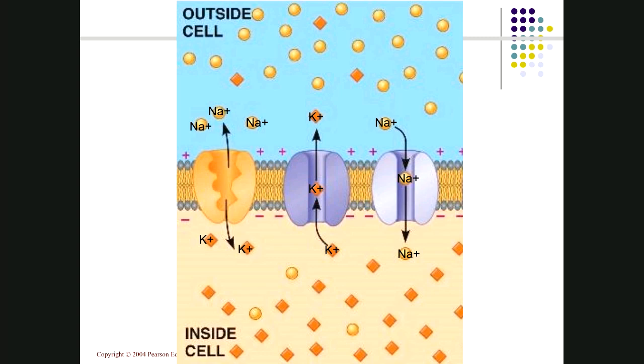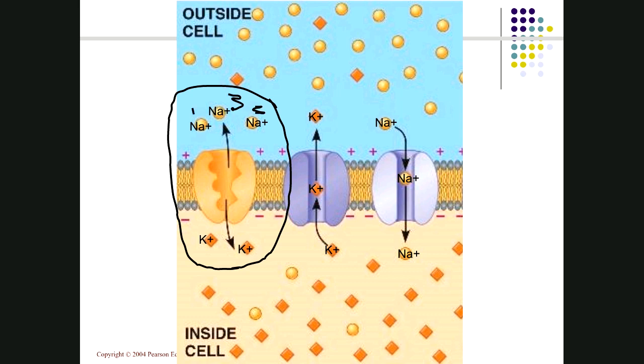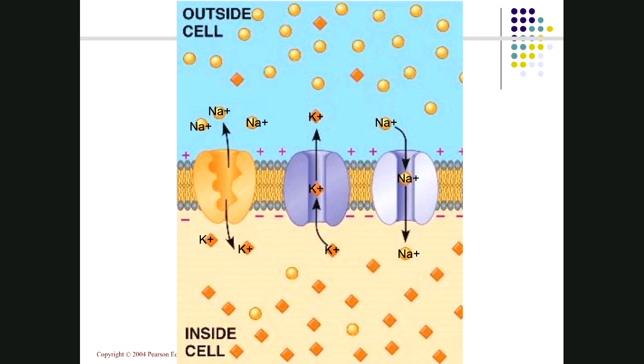And remember what it does. It pumps 3 sodiums out. 1, 2, 3 sodiums out. And then it turns around and brings 1, 2 potassiums in. But as soon as that happens, look what's going to happen. The sodium is going to tend to leak back in. So the sodium is going to come back in through this leak channel.